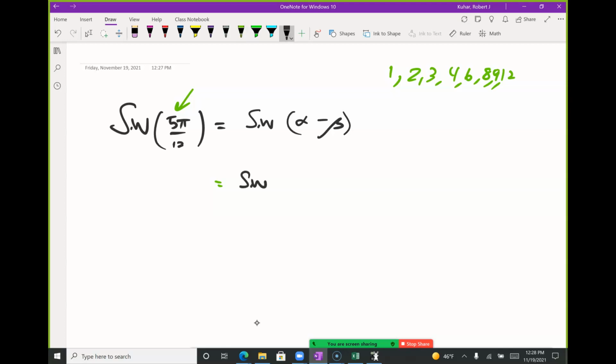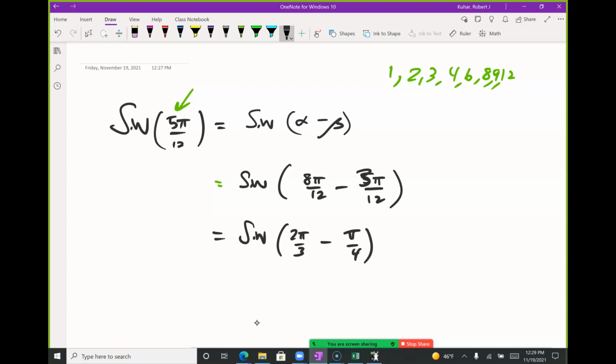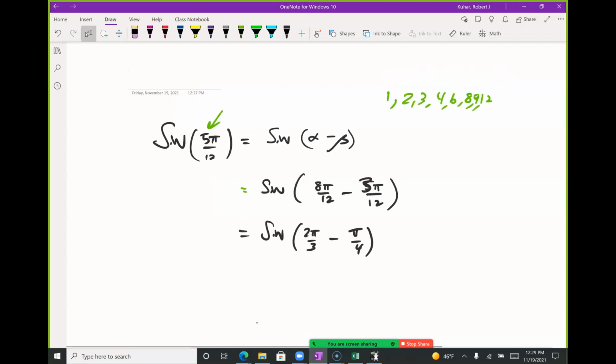So we're talking about sine of 8 pi over 12 minus 3 pi over 12, right? That's what we said, right? Yeah. 8 and 3 or 9 and 4. I can reduce those first, and I will do that. So 4 goes into 8 twice. So 2 pi over 3 minus pi over 4. Beautiful. So I'm going to use my sine of alpha minus beta.